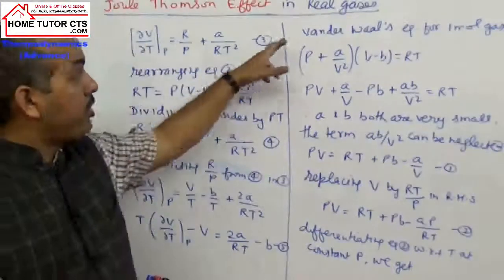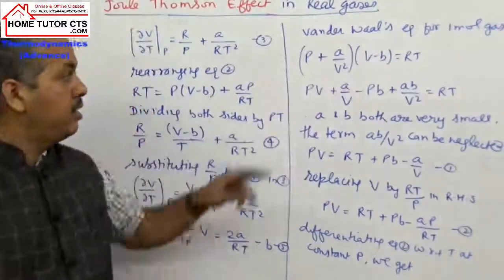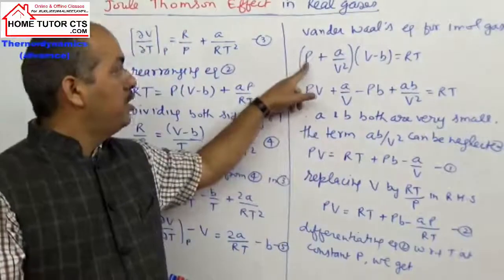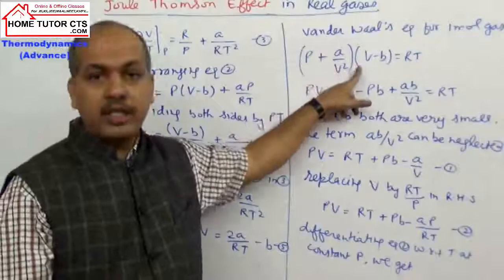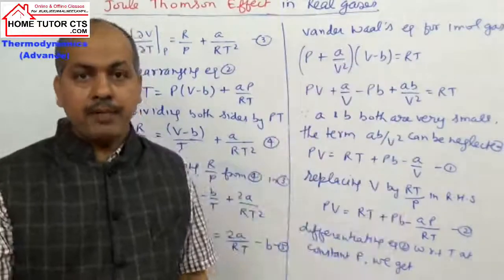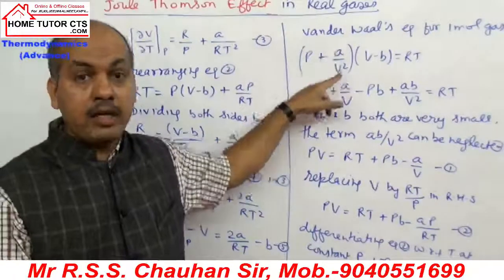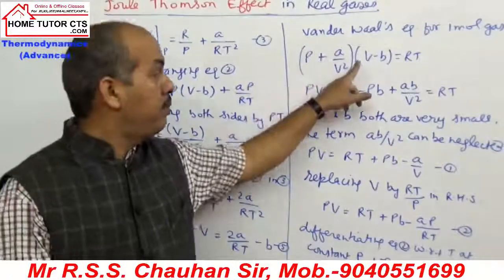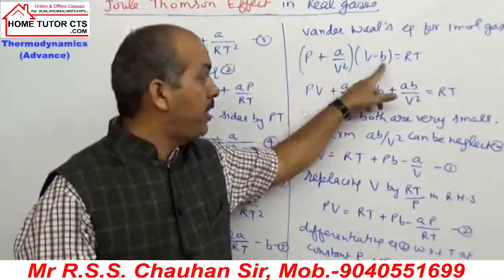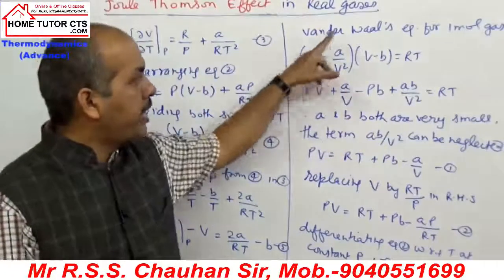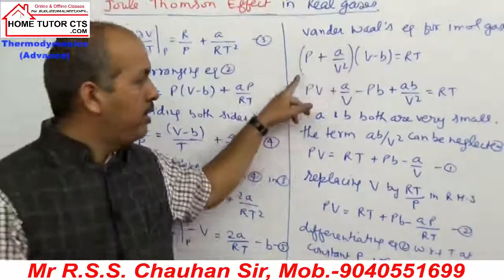So what is the van der Waals equation? For 1 mole of gas, the expression is (P + a/V²)(V − b) = RT. If I take it for n moles, the equation is (P + n²a/V²)(V − nb) = nRT. Anyway, for 1 mole, writing n equal to 1, it is this expression.